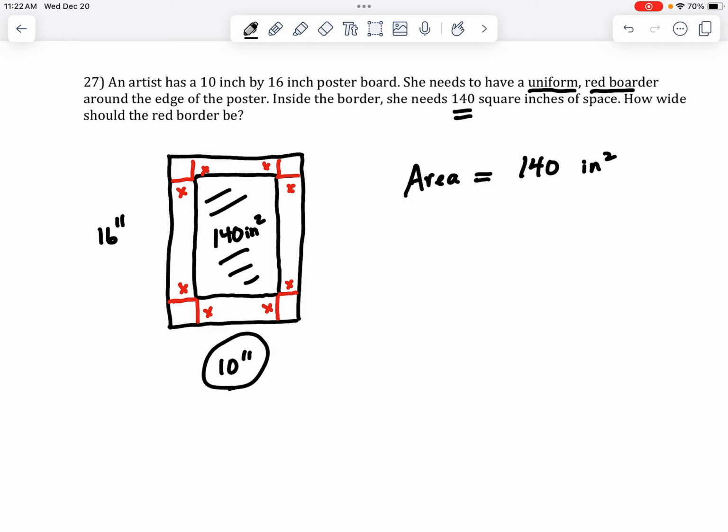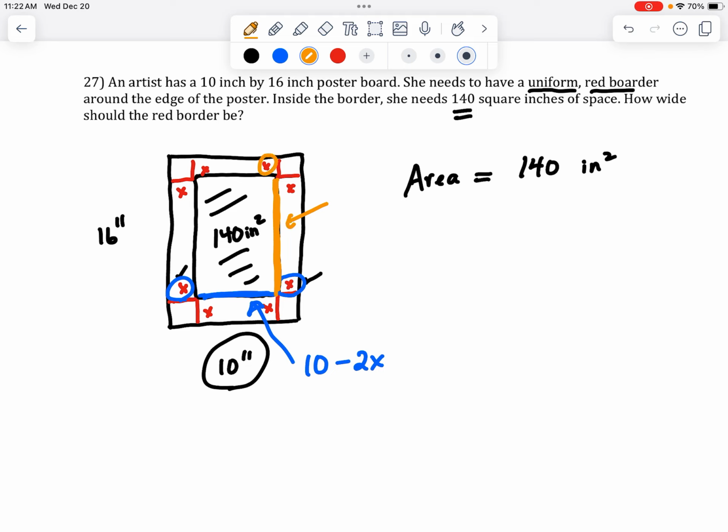But if this side is 10, and then you can't use this X and you can't use this X, that means, let me use something like blue, that means that this part right here in blue will be 10 minus an X minus an X. So that means that this blue side right here is 10 minus 2X. And if you look at this orange side right here, well, if you went all the way, it would be 16, but then you have to subtract X and you have to subtract X. So that means the orange part is 16 minus 2X.